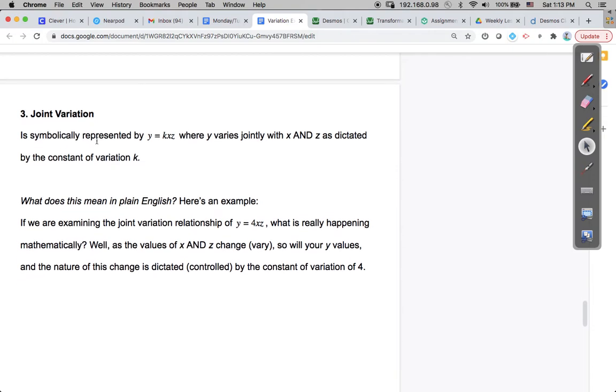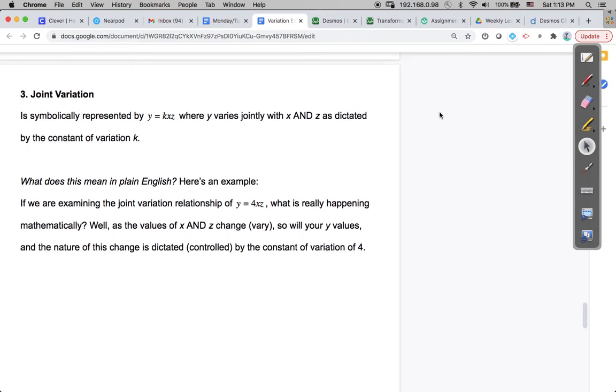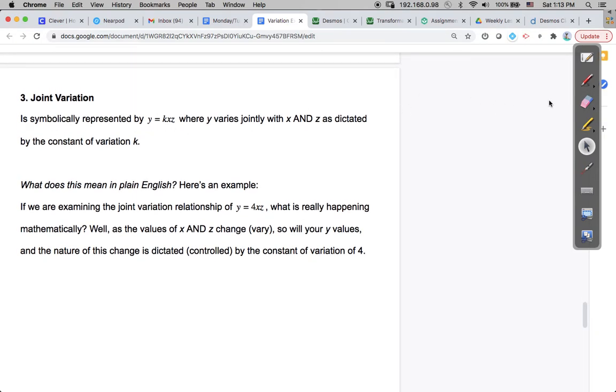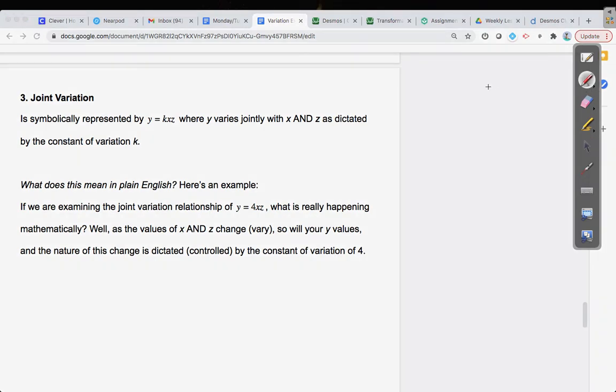And that third relationship is known as a joint variation relationship. It's symbolically represented by y is equal to kxz. Every single time we look at these variation relationships, that k shows up, that constant of variation. You always have an x and a y. This time we're adding in another variable. And what's happening? Well, your output of y is dependent on whatever you choose for x and z, and again, the puppet master is k.